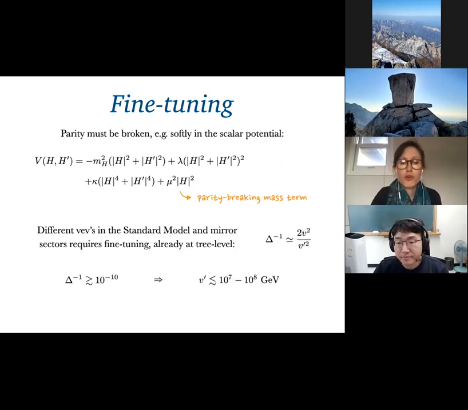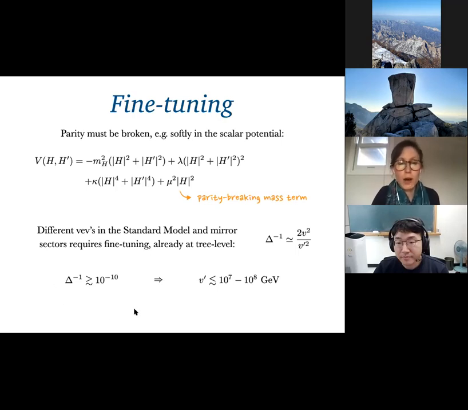So arranging for different vacuum expectation values for the Higgs of the standard model and mirror sectors requires a fine tuning already at tree level between this parity preserving and this parity breaking mass. And parametrically, that fine tuning is just given by the ratio of the two VEVs squared. So this is an irreducible amount of fine tuning in these models. If we ask that it is better than one part in 10 to the 10, since at the end of the day we're trying to solve the strong CP problem, that sets an upper bound on the parity breaking scale of order 10 to the 7, 10 to the 8 GeV.